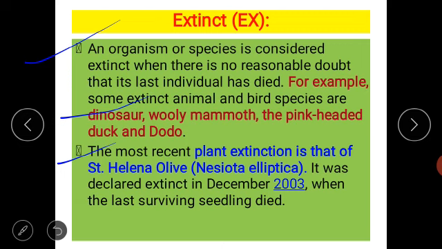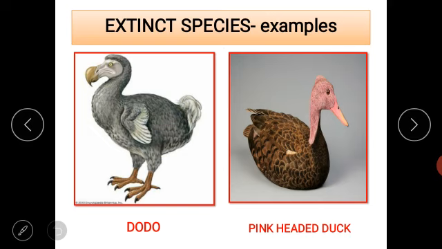The most recent plant extinction is that of Helena olive. It was declared extinct in December 2003 when the last surviving seedling died. So it is just the recent case of an extinct species of plant. These are the extinct animals. This is dodo and this is pink-headed duck. They are extinct now and are not found on the earth. All the individuals of these species are killed.